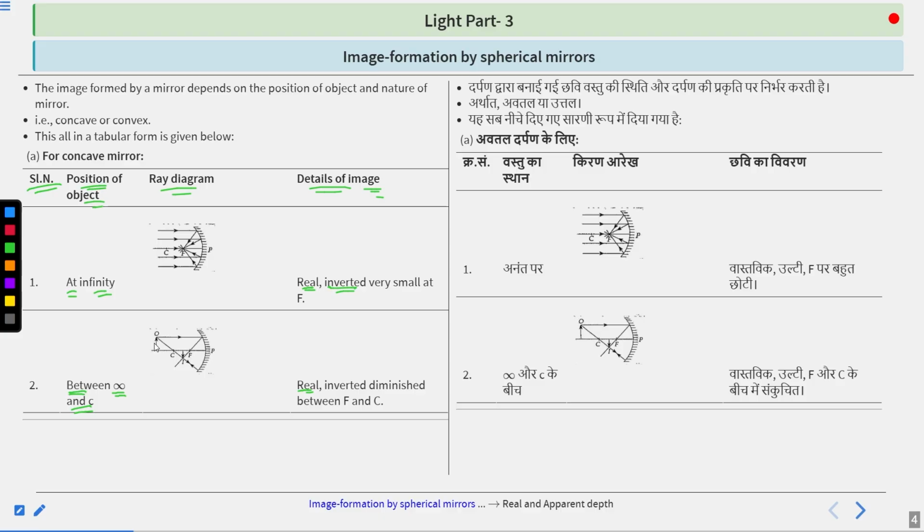Inverted, you can see by looking at this arrow. This arrow is in the upward direction, but here the arrow is in the downward direction. So the image is inverted. The image is diminished. Diminished means this arrow is larger in size in comparison with this one. So the object is larger but the image is smaller, and the image will be formed between F and C. This is F, this is C. The image will form between them. Got it? So these two cases we have seen are for the concave mirror. Remember it. Now let's move forward.